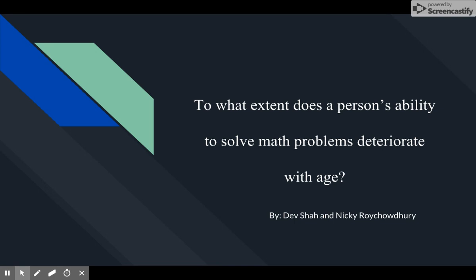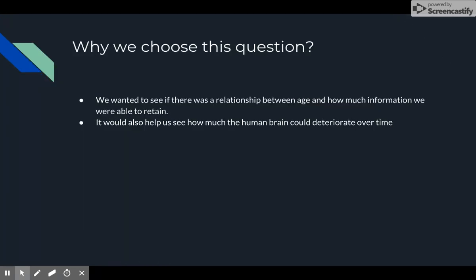Our research question was, to what extent does a person's ability to solve math problems deteriorate with age? We chose this question because we wanted to see if there was a relationship between age and how much information we were able to retain over time. It would also help us see how much the human brain could actually deteriorate over time.